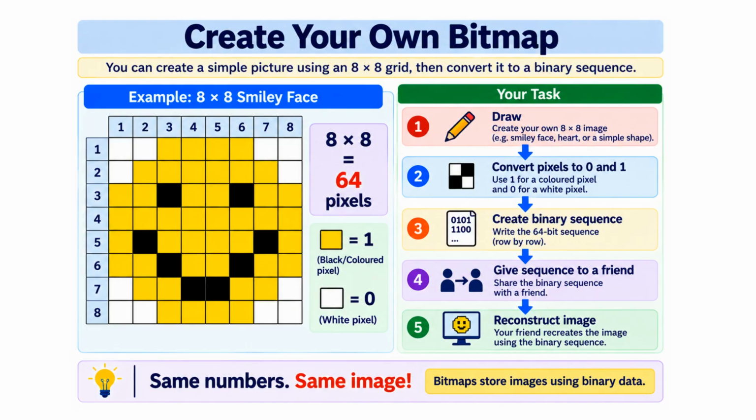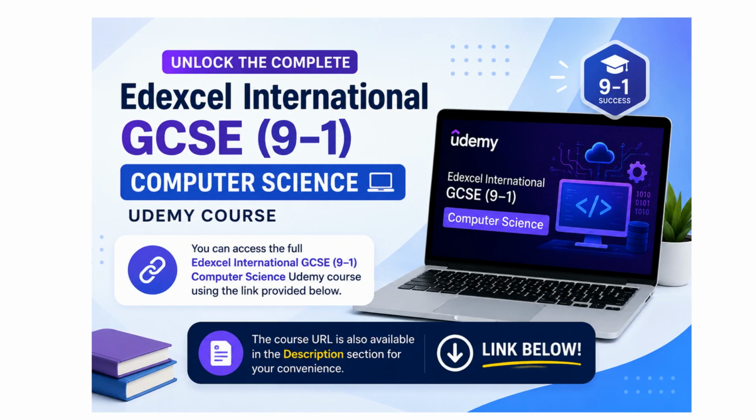Now, give only the binary sequence and the required image information to a friend. Your friend can use those values to reconstruct the original image. This activity demonstrates an important idea. A bitmap image can be converted into binary data, and that binary data can be used to rebuild the image. Binary data by itself may not be enough to reconstruct a bitmap image correctly.